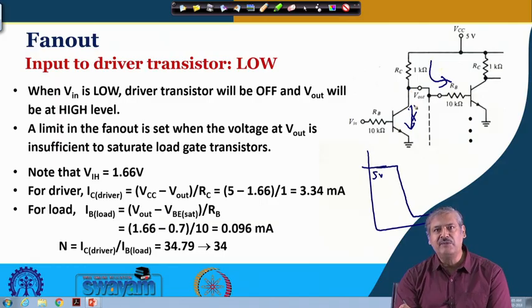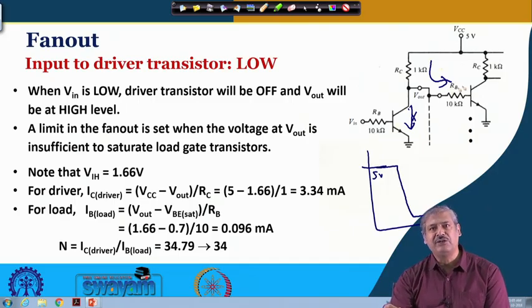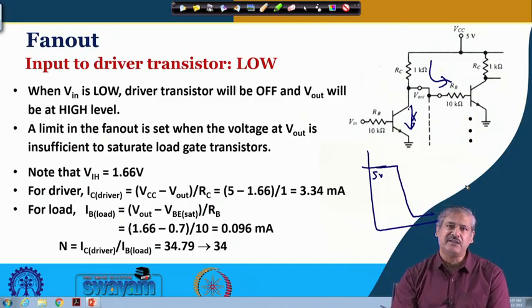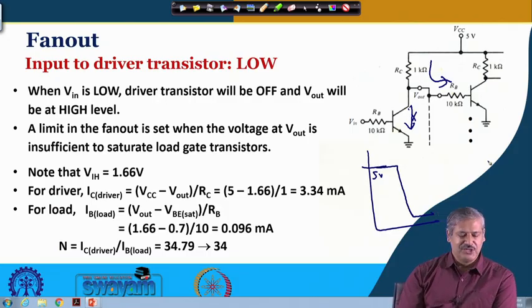So, how much can it come down so that it is still treated as logic high at the output side? There is a limit on that, which is 1.66 volt in this particular example, after which it will not be treated as logic high. These load gates will enter into the active region. So, that will decide how many such gates can be connected.